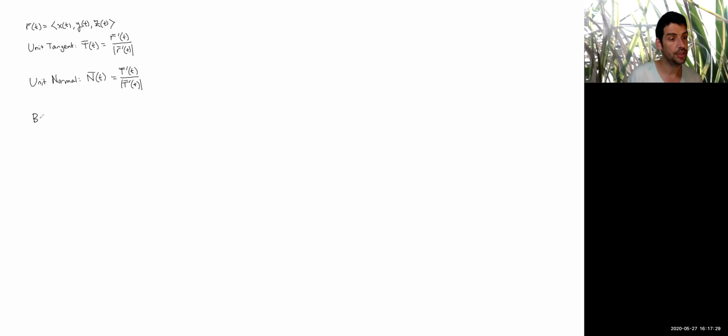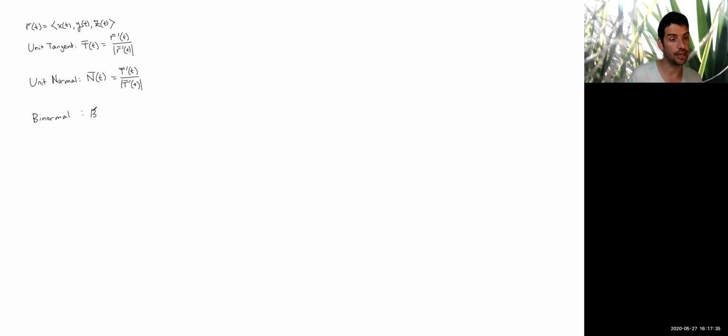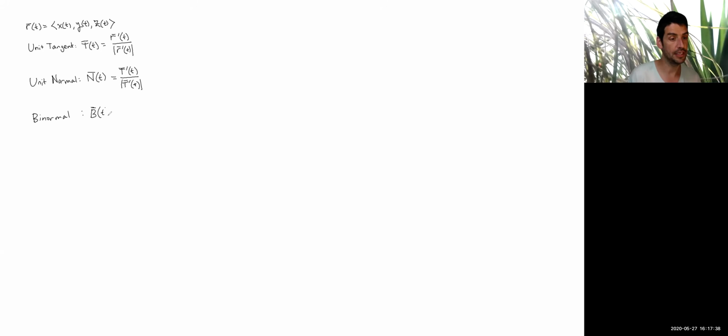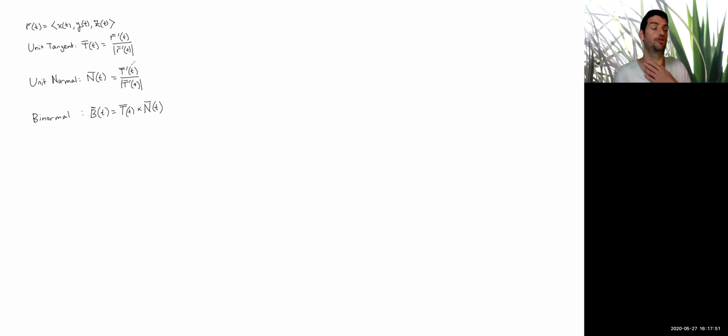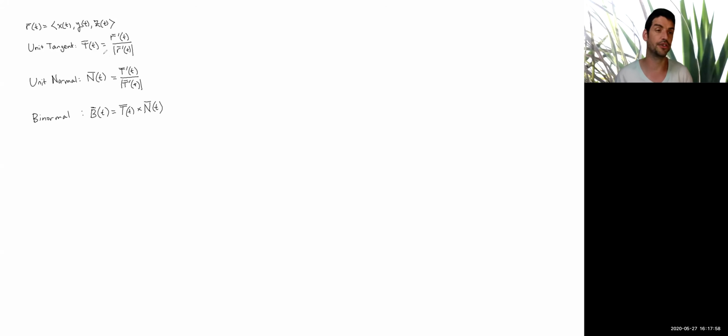And then we have one more that we will call the binormal vector. And we often call that b of t. And this is going to be the cross product of T and N. So these are straightforward formulas. They take a little bit of work, but they're doable. But let's say a little bit about what these are first.